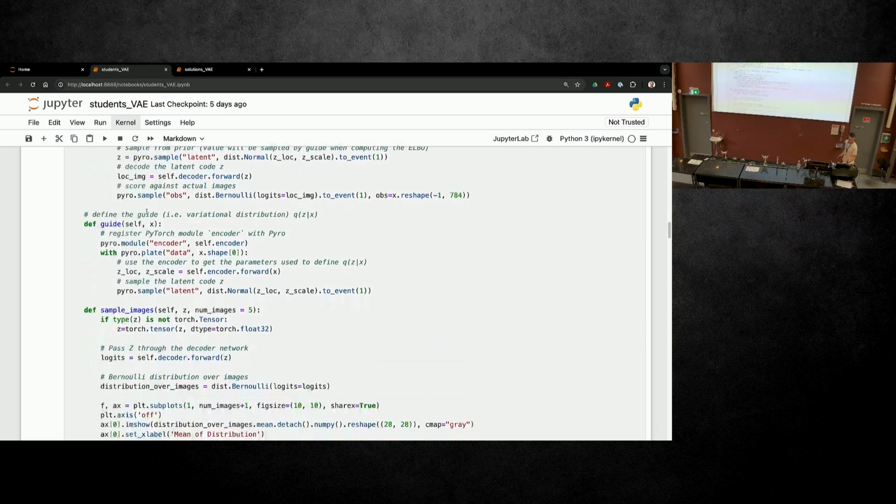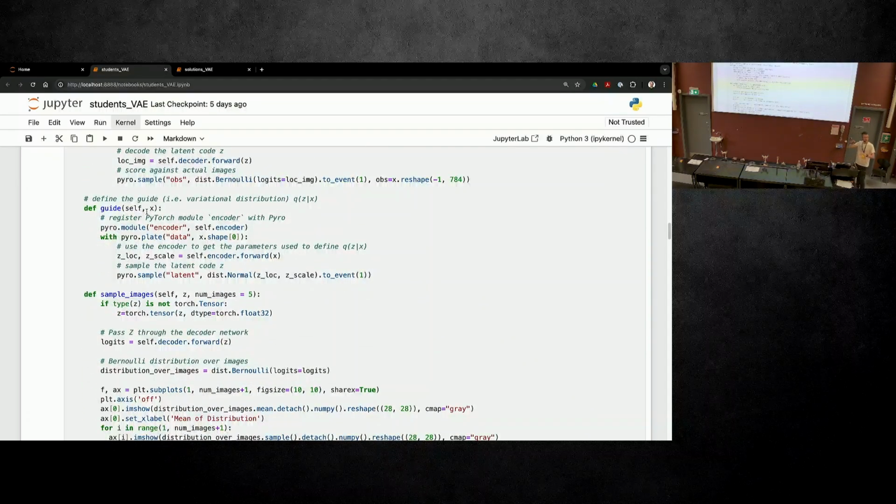The guide is given here. Again, the decoder and the encoder are assumed given. That will be specified later. So again, we have here a plate over the data points that are provided. We put our input into the encoder network and get a location and a scale for the latent space, and then we define a latent variable here, a normal distribution with the location and the scale corresponding to the values that we've calculated.